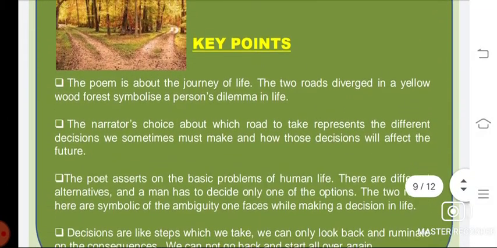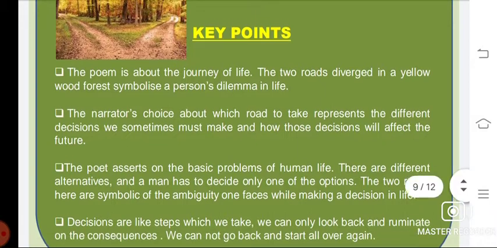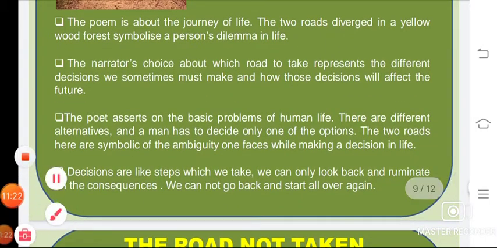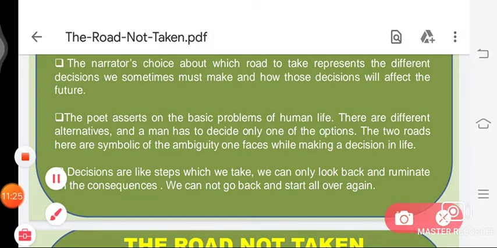So the key points. The poem is about the journey of life. The two roads diverging in a yellow wood forest symbolize a person's dilemma in life. The narrator's choice about which road to take represents the different decisions we sometimes must make, and how those decisions will affect the future.